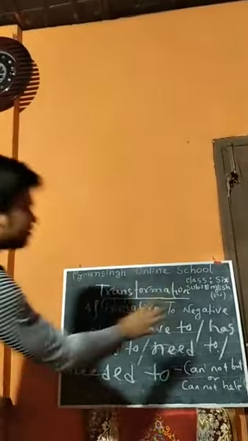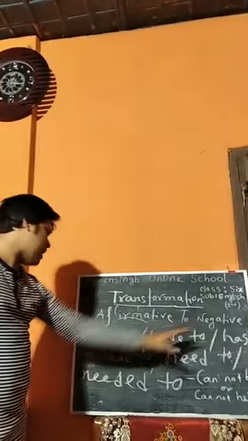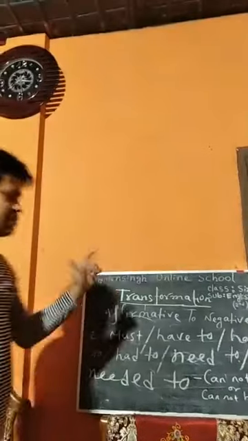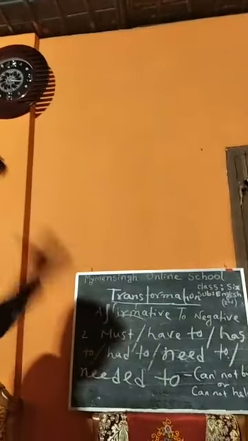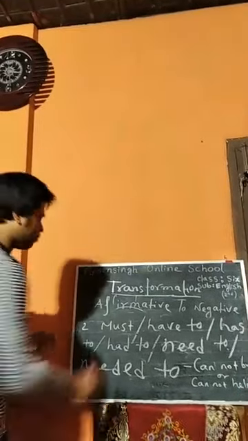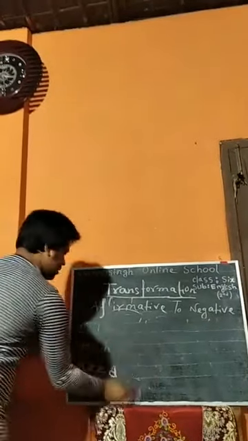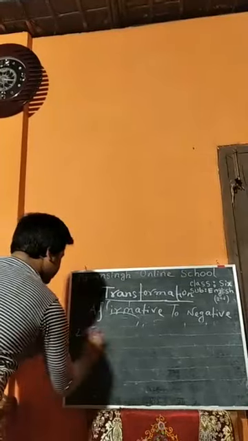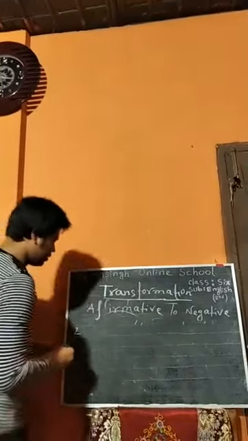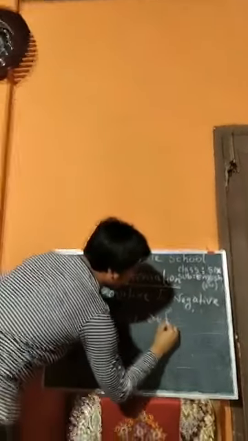So I am giving you an example. You can write this because it will be helpful. Must, have to, has to, had to, need to, needed to will be replaced by cannot but or could not but or cannot help or could not help, according to the tense. Okay, I am giving you an example. We must suffer in the long run.